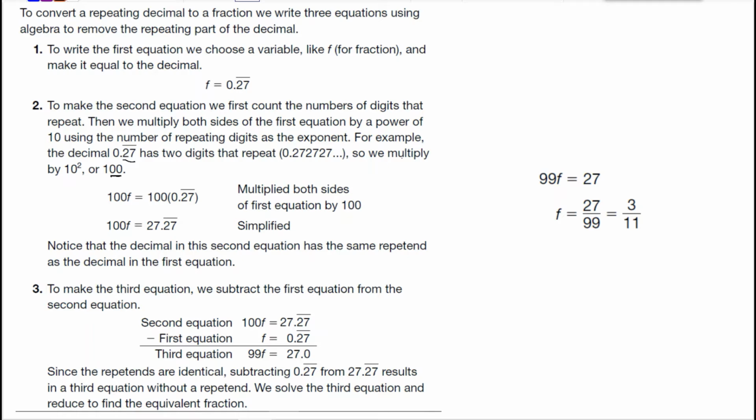And I might be saying that wrong, and excuse me for that. We solve the third equation and reduce to find the equivalent fraction. So we do 27 divided by 99, and I reduce it to 3 over 11.